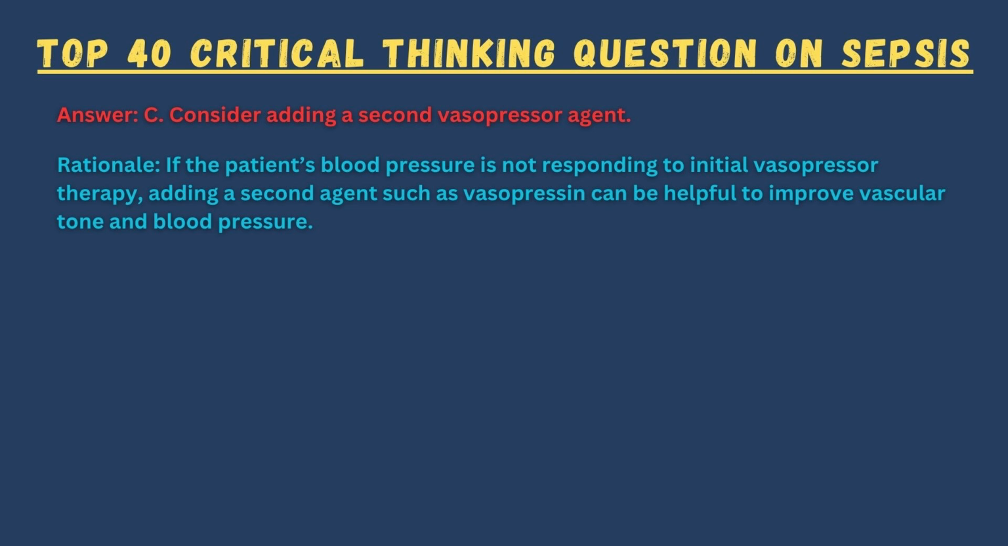Rationale. If the patient's blood pressure is not responding to initial vasopressor therapy, adding a second agent, such as vasopressin, can be helpful to improve vascular tone and blood pressure.